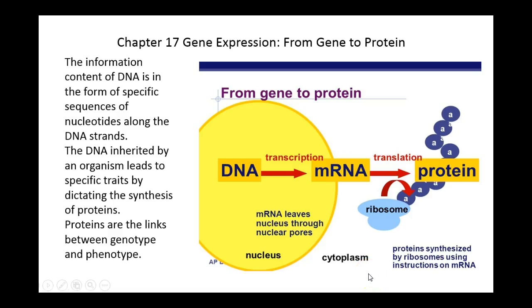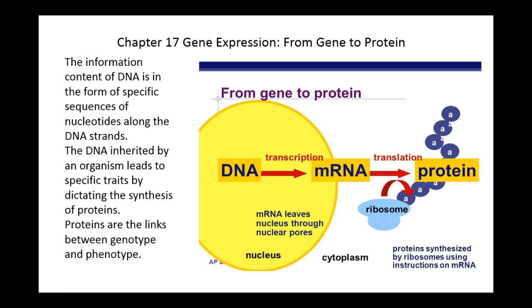We're moving on to chapter 17, which hopefully you're enjoying, this journey of learning about chromosomes and what they do. And now we're going to figure out how they turn the genetic data into a protein or a polypeptide. But hopefully now we all agree that the information on DNA is a specific sequence of nucleotides, that it's inherited, and that being inherited leads to specific traits.